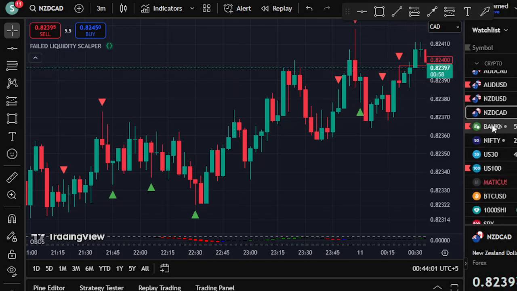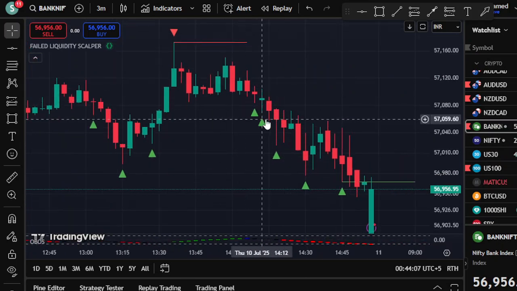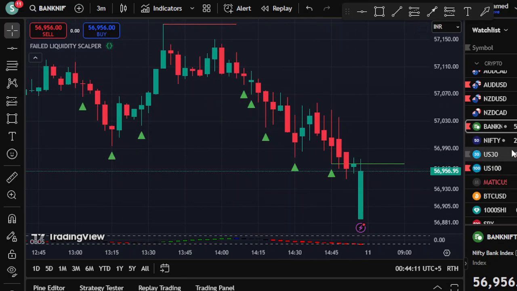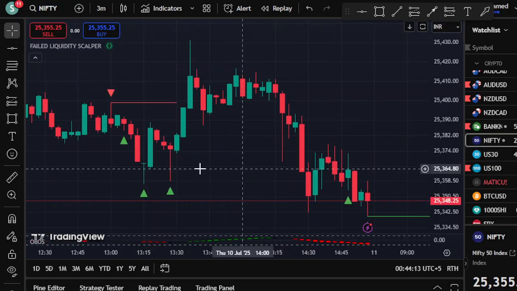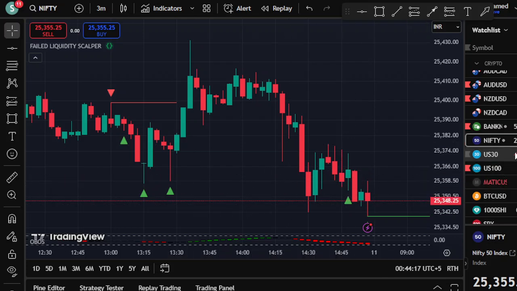Okay, let me show you Bank Nifty. Tomorrow I will update you more. Look at Bank Nifty, why it went down, because this was the smart money trap. Okay, go to Nifty. We have one losing signal here, and the second signal is not a pair which is losing.